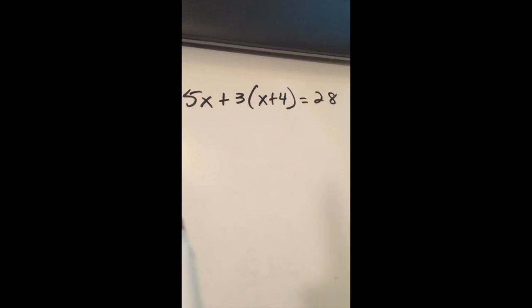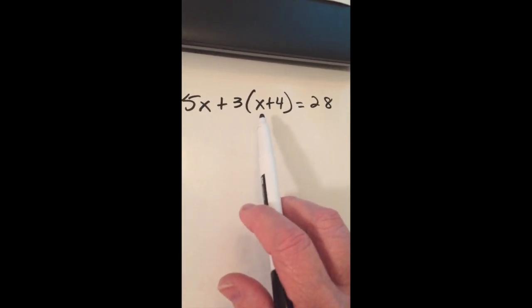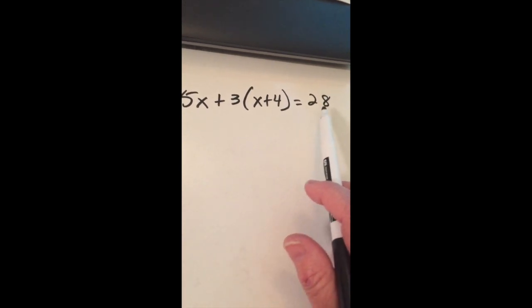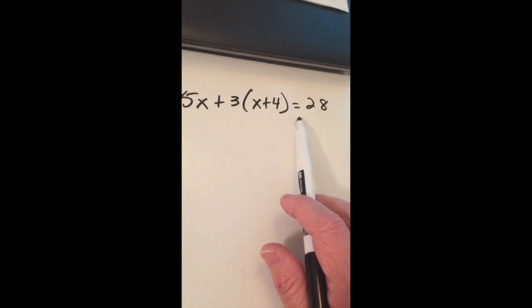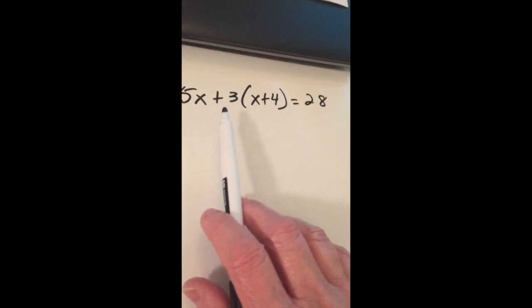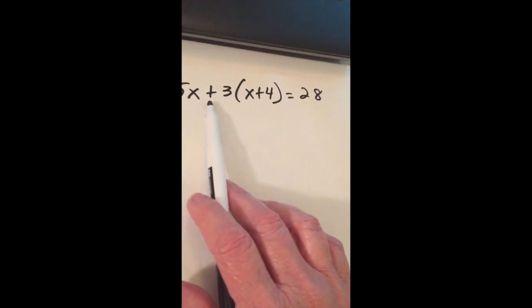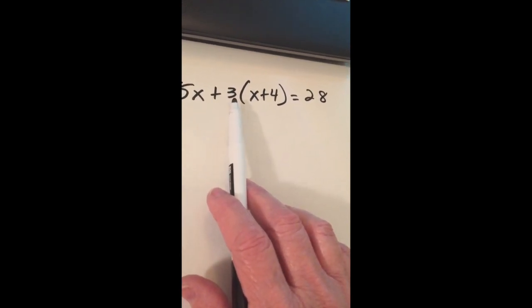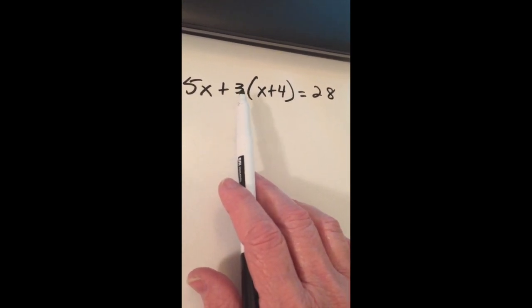Okay, so problem 1, we have 5x plus 3 times x plus 4 equals 28. Okay, we don't have any fractions on this one. Our next step is to distribute. You have a plus in front of the 3. Remember, the operator goes with the term behind it. So we're not just distributing 3, we're distributing plus 3.